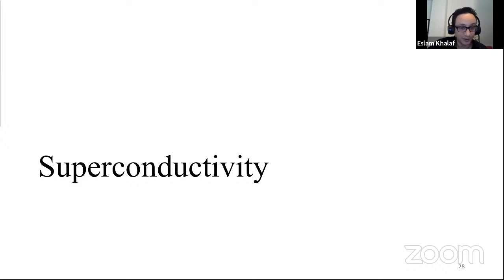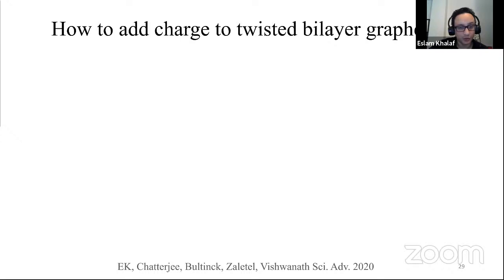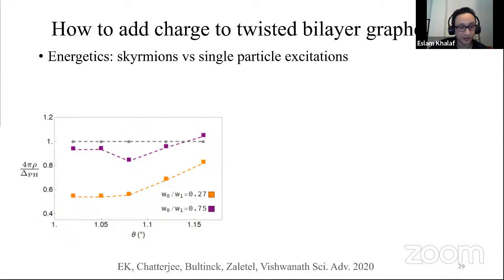You don't need any extra ingredient to get superconductivity. And the idea is built again on this observation that there is a subtle way to add charge into a topological band or a quantum Hall ferromagnet, which is to form these skyrmions. And I showed you that in a quantum Hall ferromagnet, the skyrmions are the energetically cheapest excitation. This turns out to be approximately true in twisted bilayer graphene, although it depends a bit on the parameters.